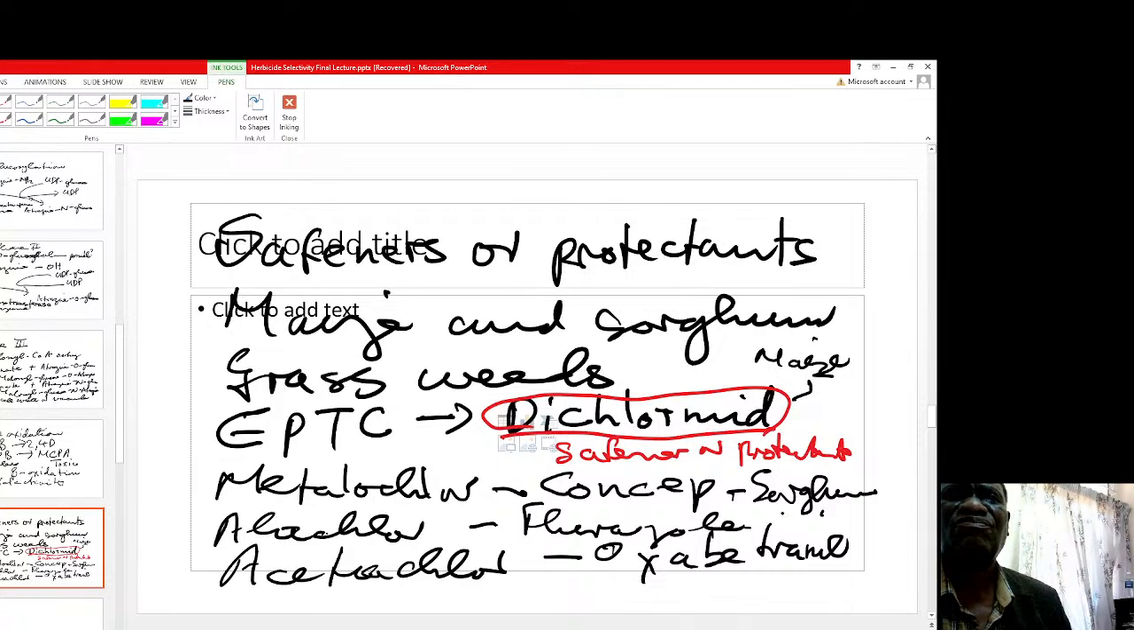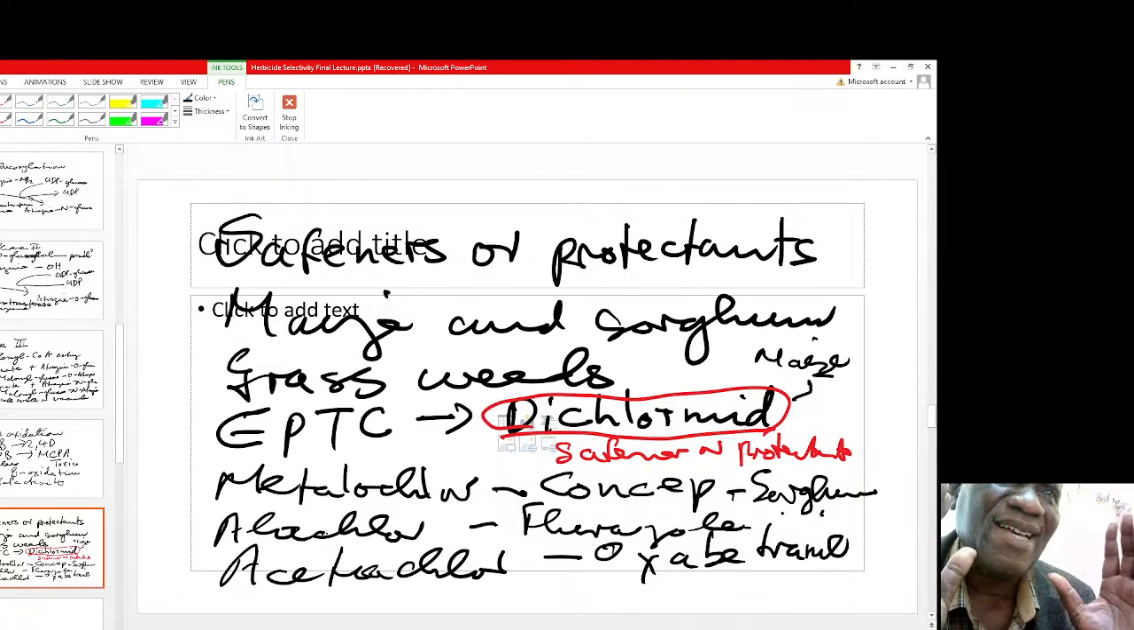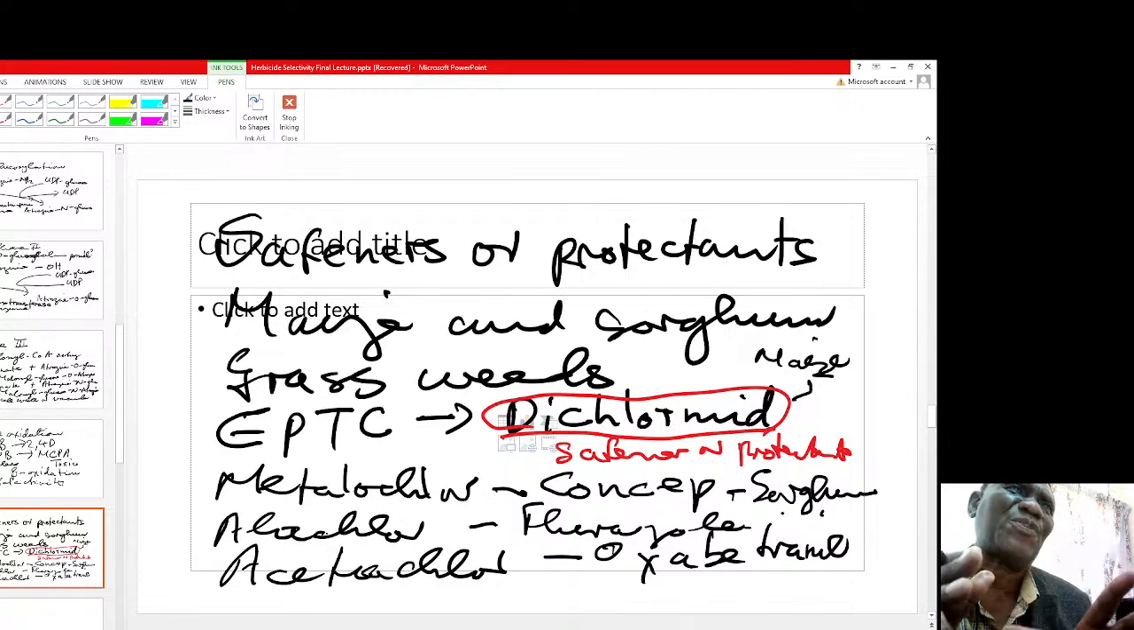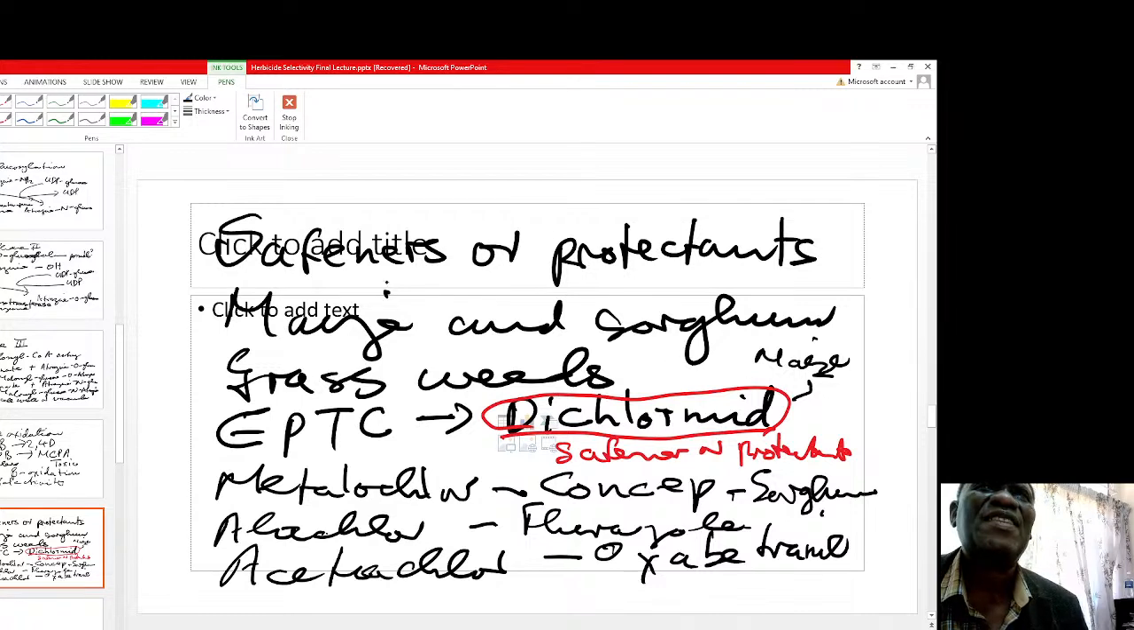Now, so it is possible to use an herbicide which is potentially toxic to our crops, and we can put safeners or protectants to widen the use of this chemical.